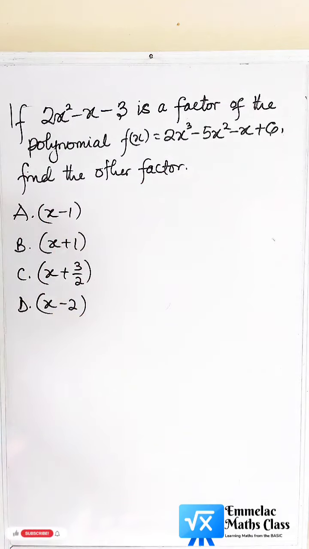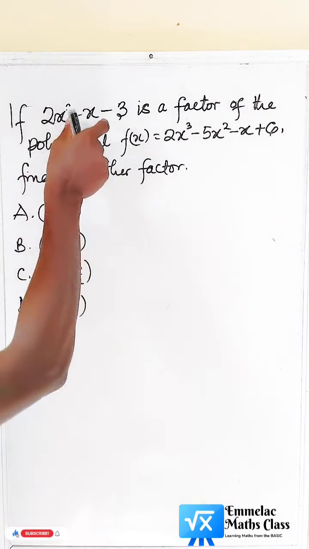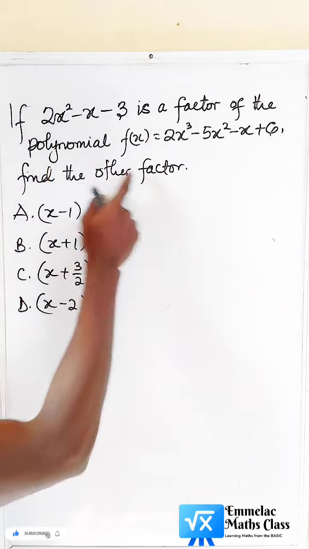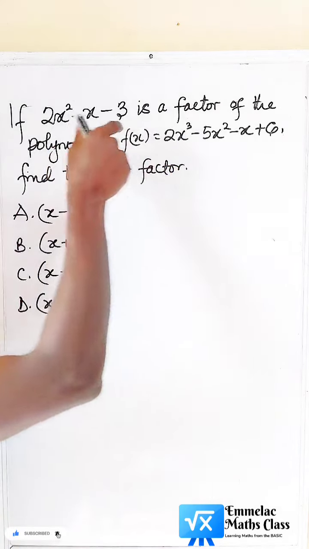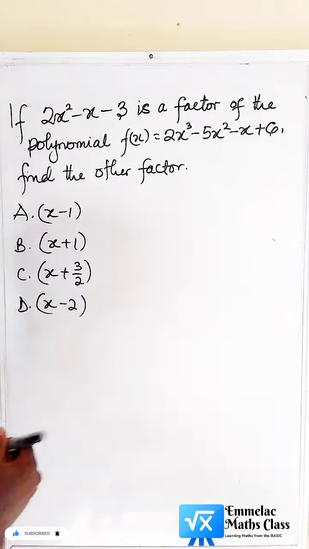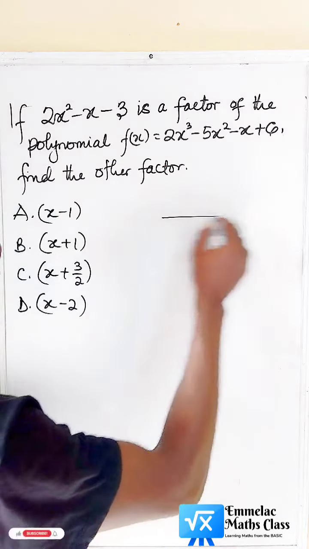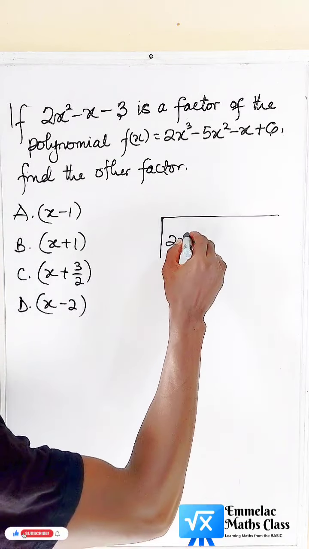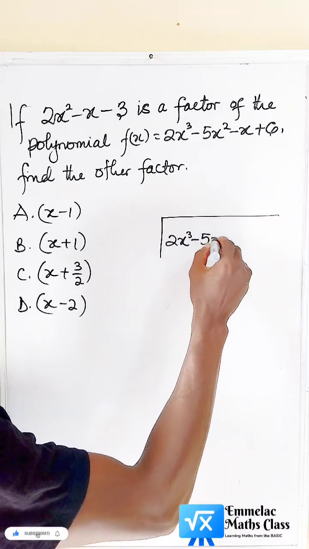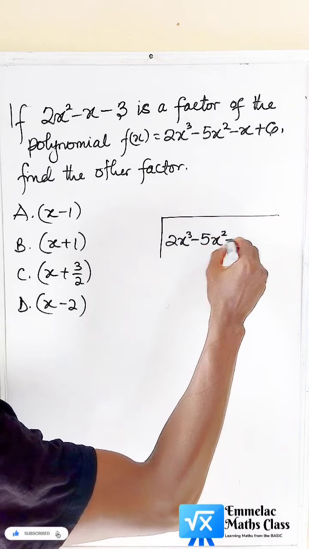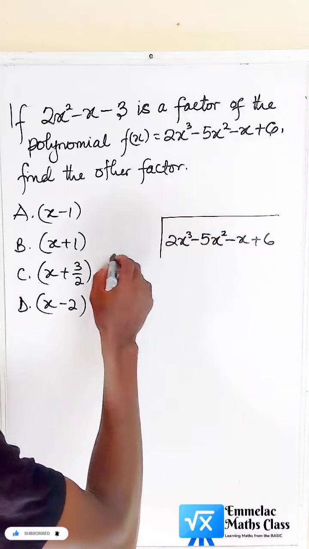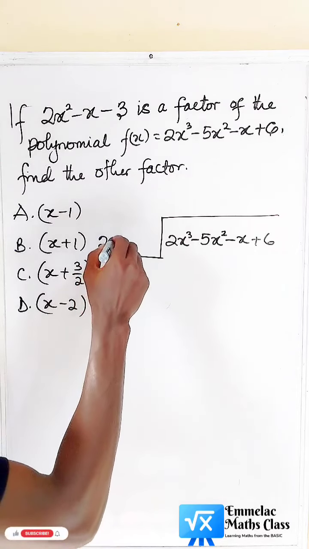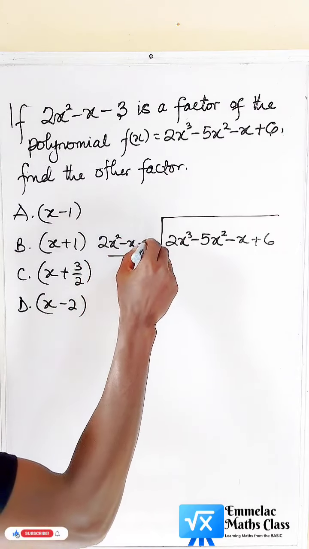polynomial function. So since this other factor will multiply by this, for us to get the other factor, we have to divide this function by the quadratic expression. So how do we go about that? Now you write 2x³ − 5x² − x + 6. Then this quadratic expression will be here. That will be 2x² − x − 3.